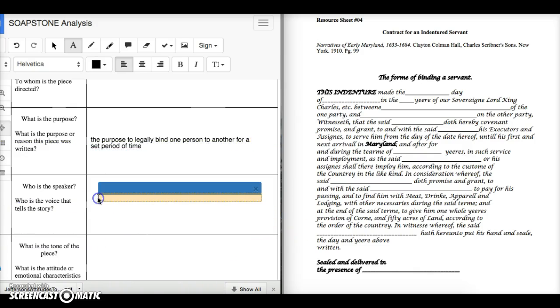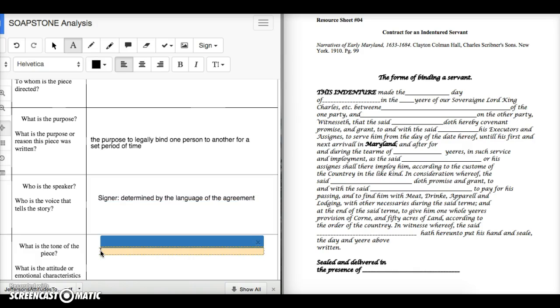The speaker is the signer. It's the signer's document. He's making the offer to the indentured servant. So the signer is who the speaker is. Make sense? I really hope so.